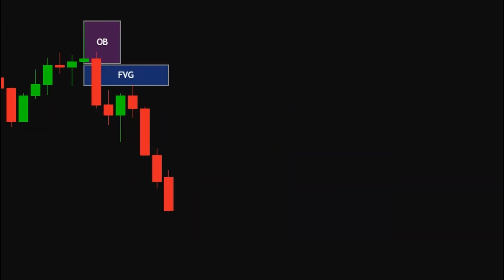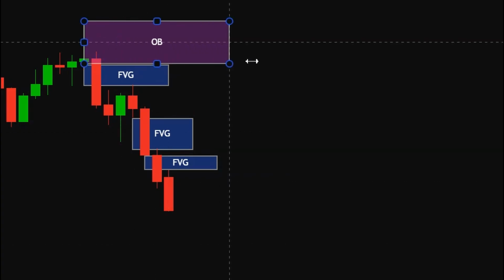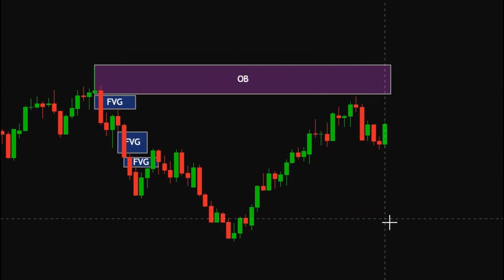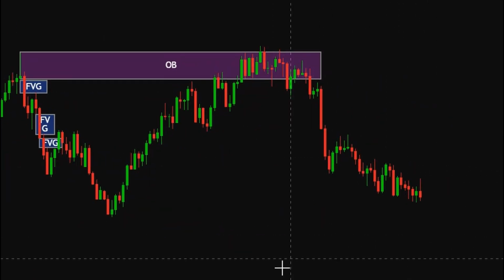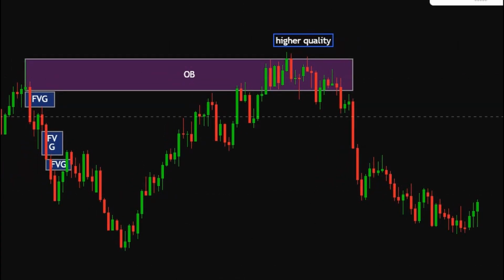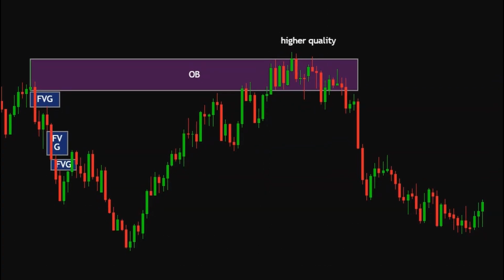Regarding frequency of appearance, the FVG appears very frequently during price pushes. The order block appears less often, but each appearance is typically of higher quality. So, based on these comparisons, what is the optimal choice for smart money? Let's move on to our conclusion and a practical example.